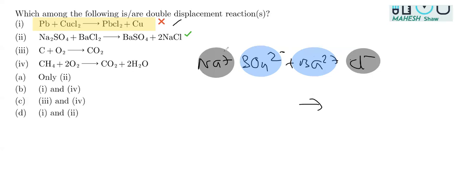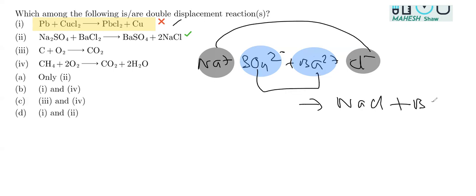Now the resultant after the combination of these two is NaCl, both having 1 unit of charge, and these two will combine to form BaSO4, both having two valencies, so they cancel each other. Now clearly this is a double displacement reaction. Now we should again discard the third one.